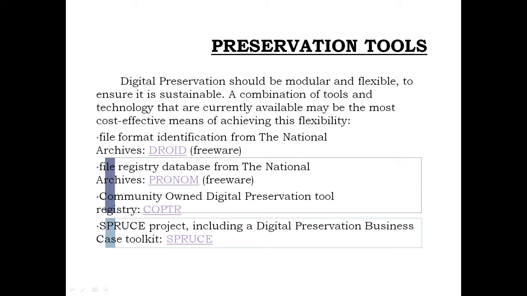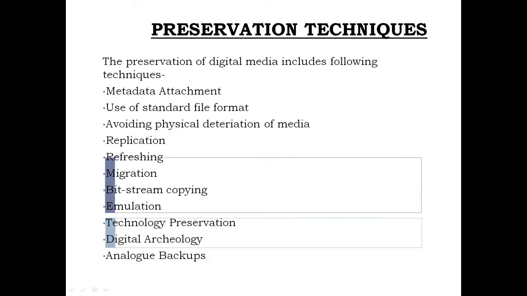File format identification from the National Archives, DROID. File registry database from the National Archives, PRONOM. Community owned digital preservation tools registry, COPTR. SPRUCE, a project including a digital preservation business case toolkit. Preservation techniques. The preservation of digital media includes the following techniques.